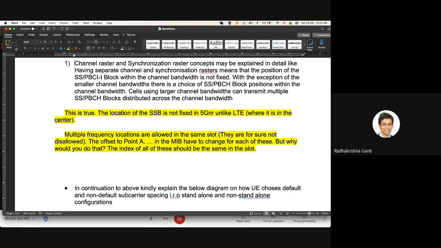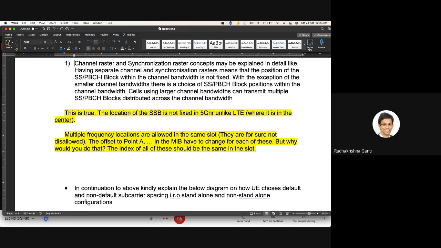Okay, and the other thing is the location of the synchronization block. The SS block in LTE was fixed to the channel raster, whereas in NR, the SS block is related to the synchronization raster, and the location of the 0th subcarrier depends on the channel raster. Okay, that's one major difference between NR and LTE.